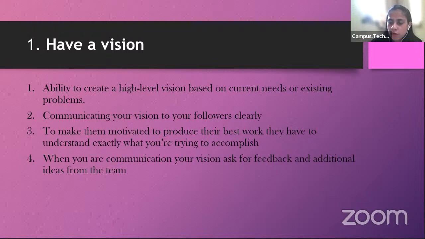So you need to involve them. When the sense of belongingness comes within the team, you will get better and more effective results. So make sure when you are communicating your vision statement, and telling what you are trying to accomplish, you are taking proper feedback from them. Along with that, you are also asking them for any additional ideas which they have.